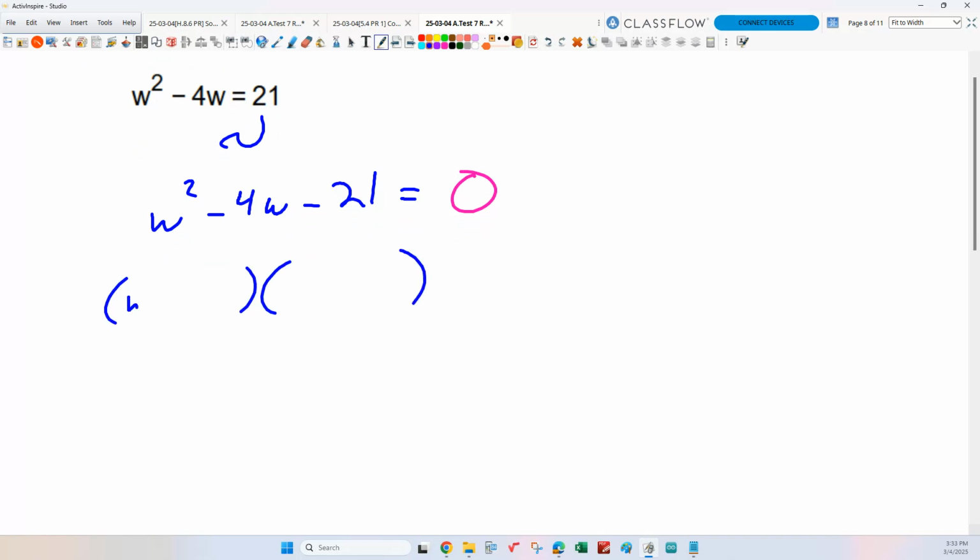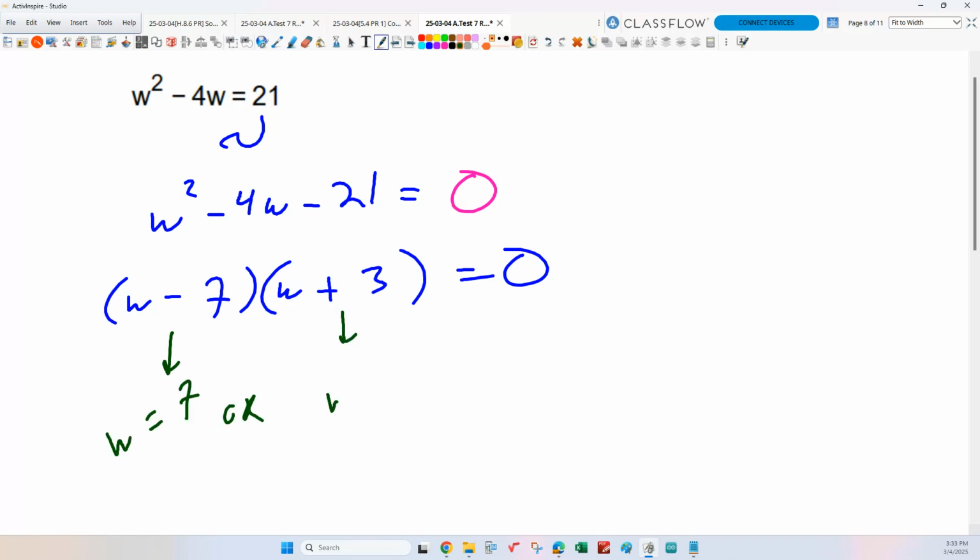I set up my template. Those have to be w's. What magic numbers multiply to negative 21 and add to negative 4? You have to have a negative and a positive, right? Say it again. They have to multiply to negative 21 and add to negative 4. Negative 7 and positive 3. So what are my solutions then? w equals 7 or w equals negative 3. Good.